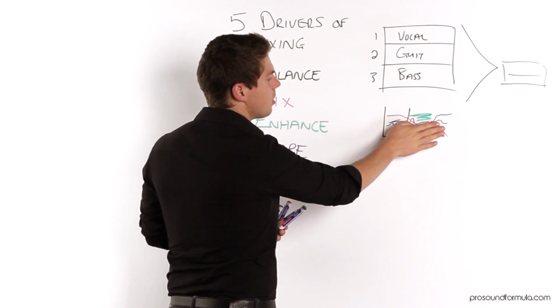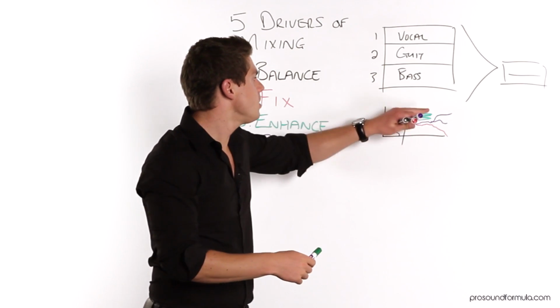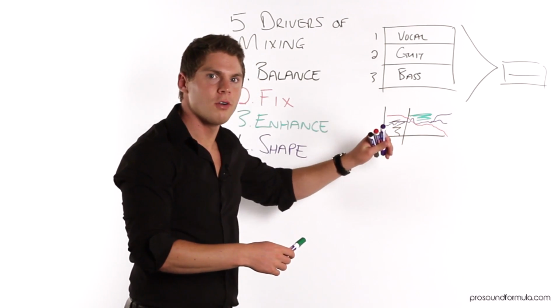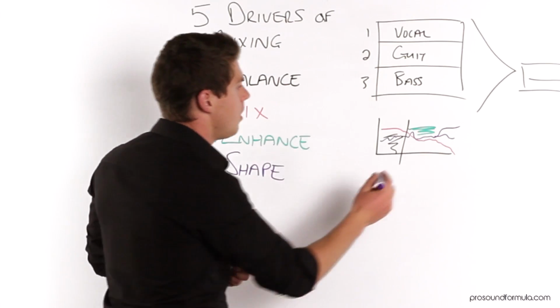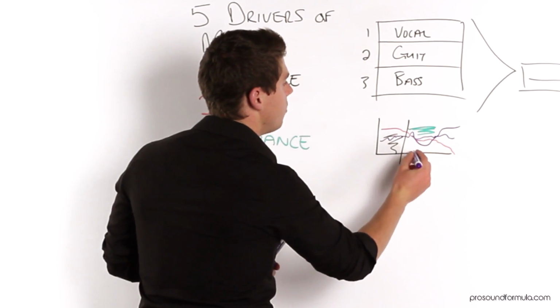Otherwise, in order to hear the guitar, you're bringing up this whole section here, which is then getting in the way of the vocal. Another way that you could do it, if the guitar is getting in the way of the vocal, is to cut some of the mid-range over here.